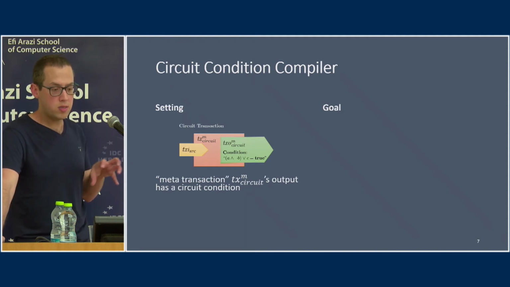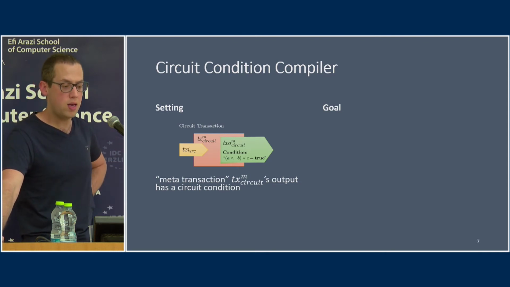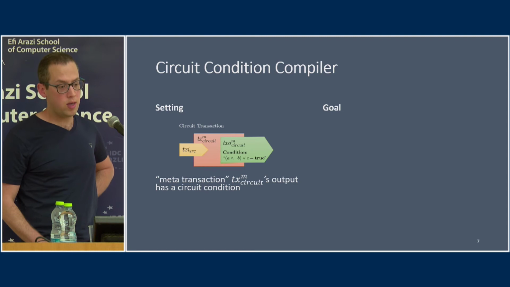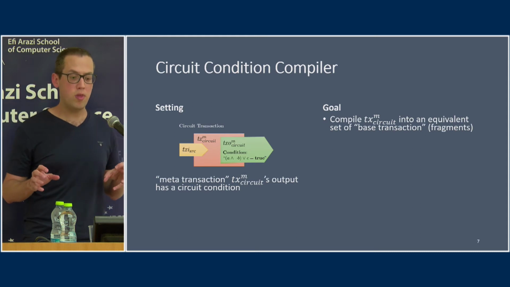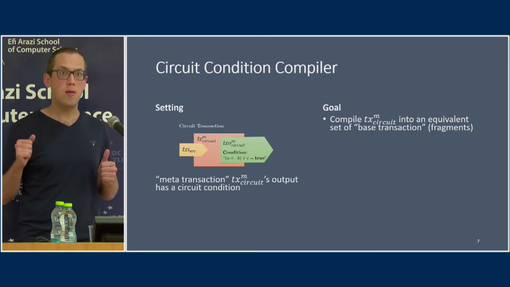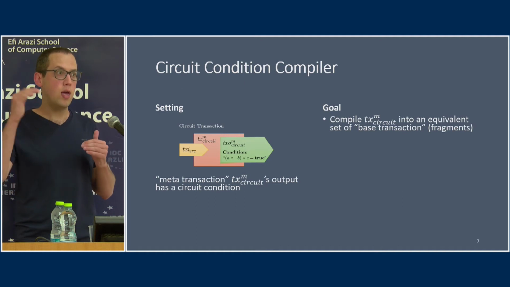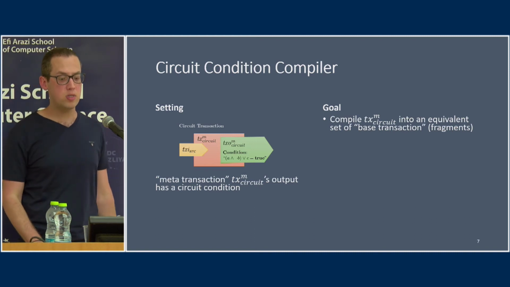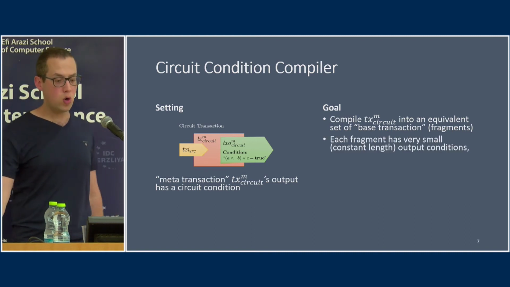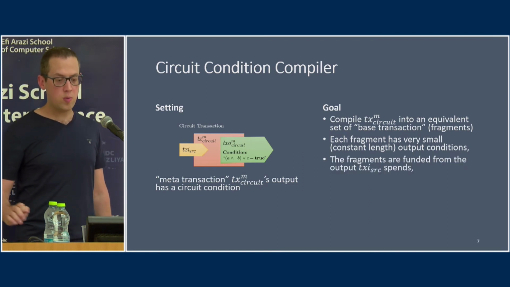And by using this example, we can show the construction and see how this is done for any size of a circuit. And our goal, given this setting, is to compile it to an equivalent set of base transactions with conditions that are valid in the underlying ledger. And we refer to this equivalent set of base transactions as fragments. Each fragment has a very small output condition, and the fragments are funded by the same input that we had in the original transaction.